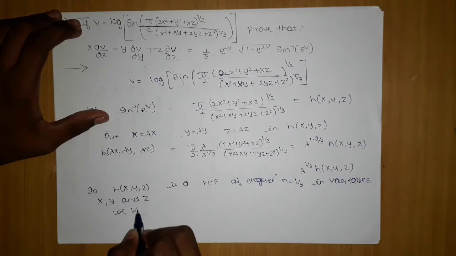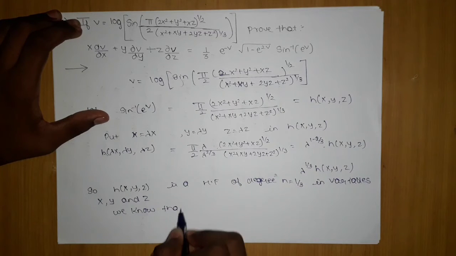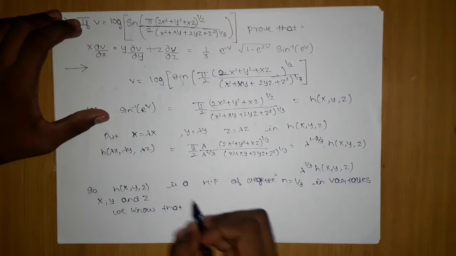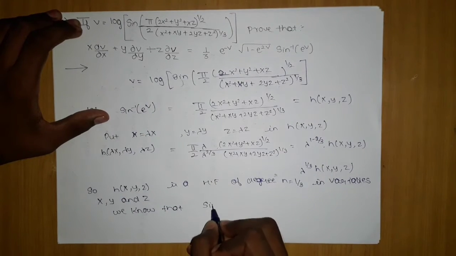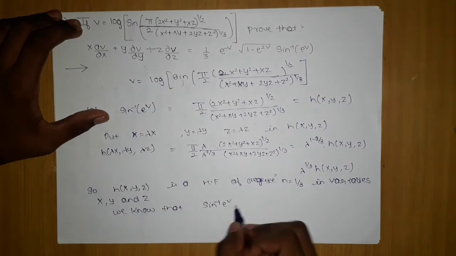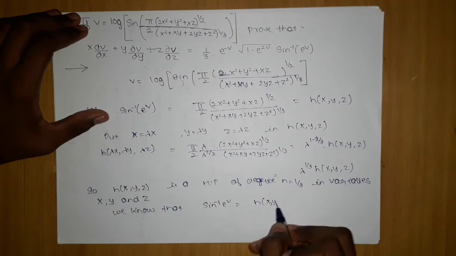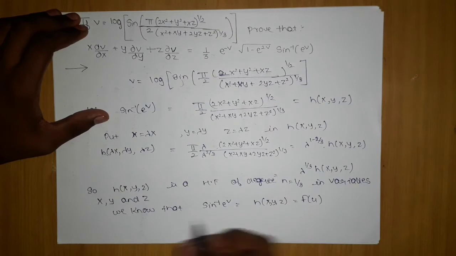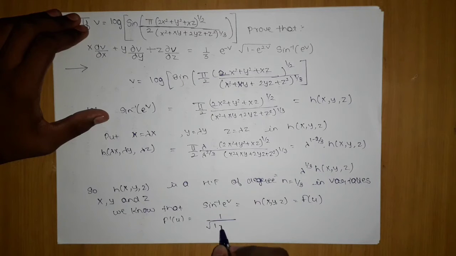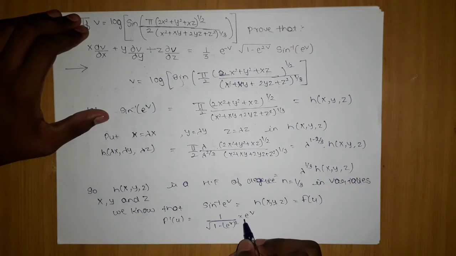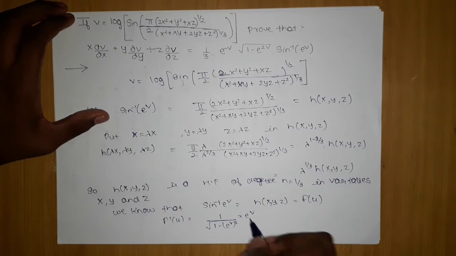We know that this thing, sin inverse e^v equals h of x, y, z, is equal to f of u, right? So f dash u will be nothing but 1 by under root 1 minus e^v square into e power v, right? E power v.